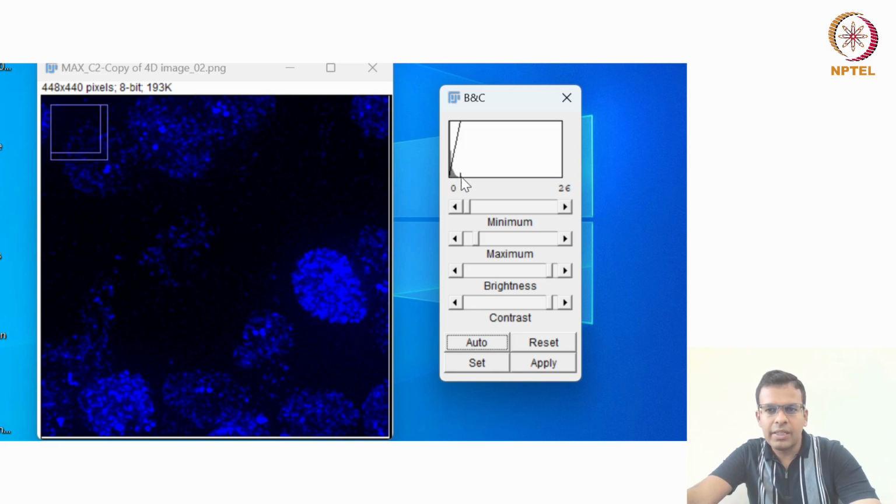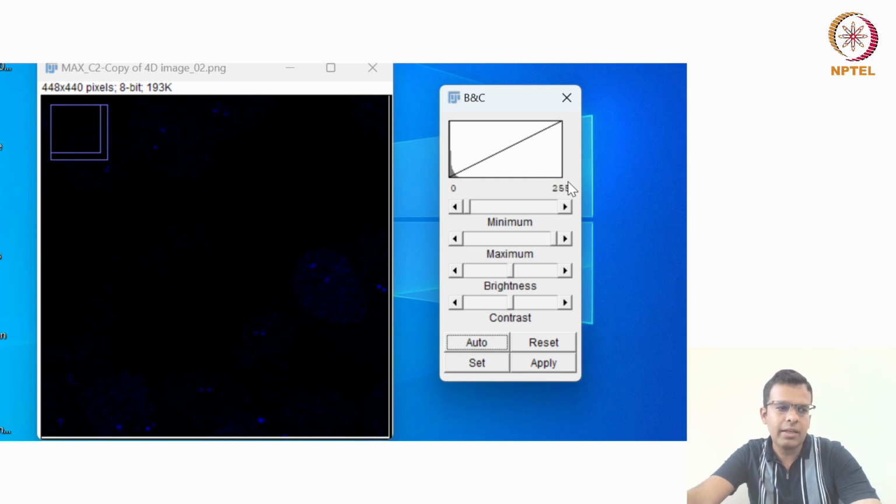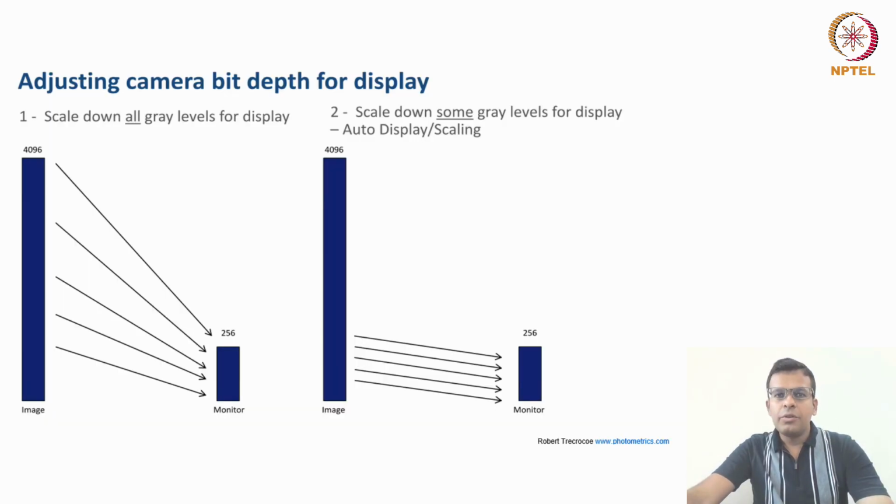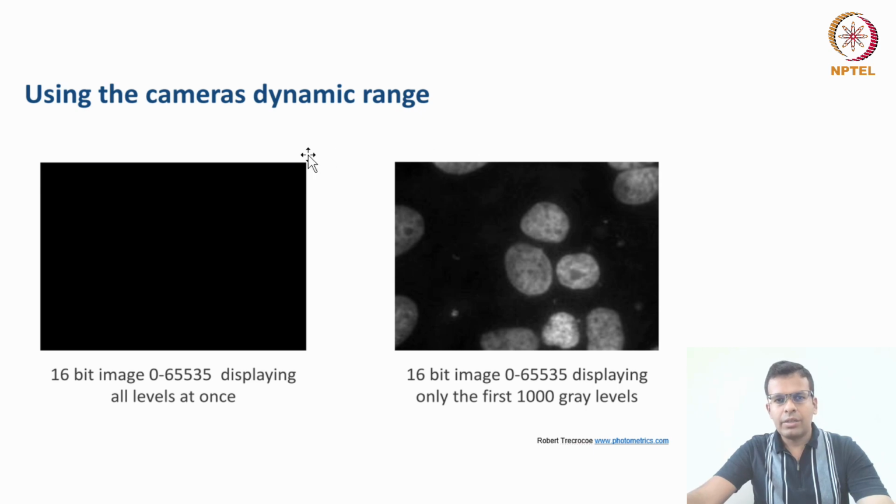Okay, so see, it is displaying pixels only up to this point. Only the bright pixels are displayed, and that's why you can see the structures. But if I ask it to display all the pixels, then it will not display the real structures present in the image. So this is how you should adjust the camera bit depth for displaying your microscopic images. So let us move on to the next slide.